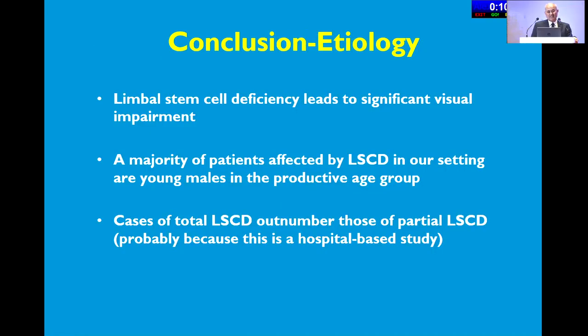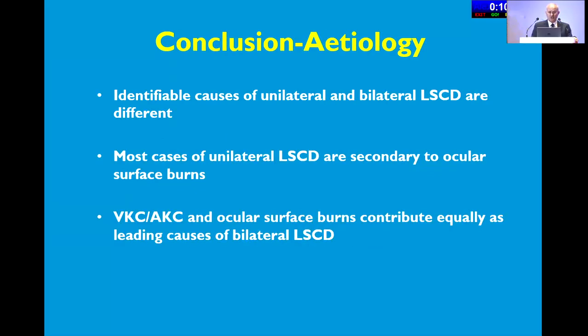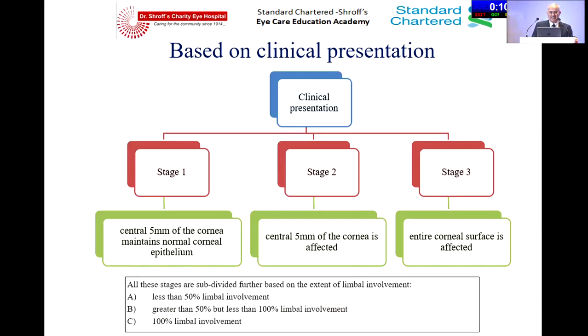Limbal stem cell deficiency leads to significant visual impairment. The majority are chemical burns, and most of them are due to alkali burns. Unilateral versus bilateral determines the prognosis. Therefore, the causes are very different. And this is another classification which is published, based on the clinical presentation. You have stage 1, stage 2, stage 3, depending on whether the central 5 millimeter of the cornea is affected or not.